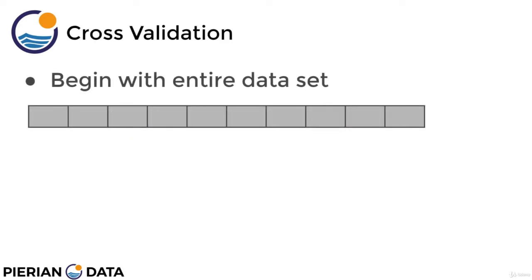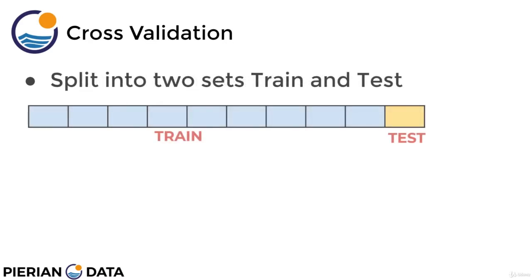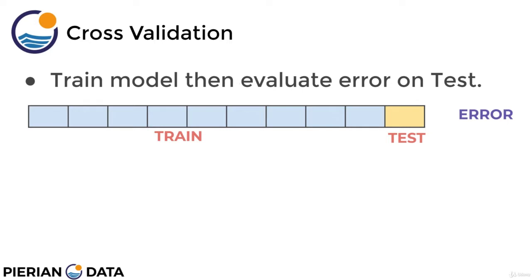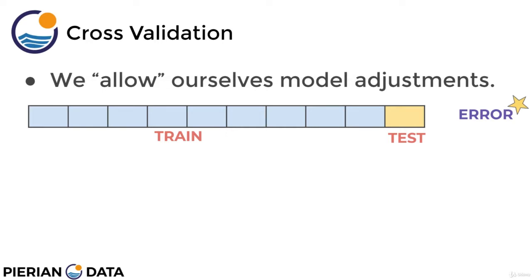Recall, for a train test split, you begin with the entire dataset. You choose some percentage to be test and some percentage to be train. Typically, it's going to be a 70% training set, 30% test set, or somewhere around there. And then what you do is you train the model on the training set and then evaluate the error on the test set. And then what we allow ourselves to do for the classic train test split is do model adjustments, such as adjusting a hyperparameter based off the error from the test set. So keep in mind, we're fitting the model to the training set and then evaluating on the test set, and we do allow ourselves to adjust hyperparameters based off the error or performance from the test set.